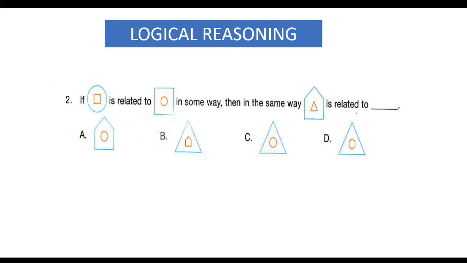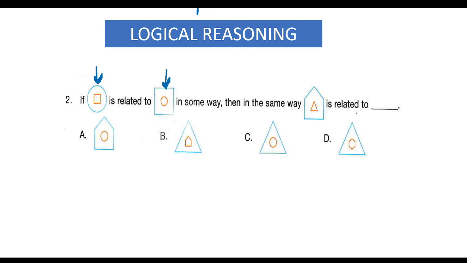Let's move to question number 2. If a circle with a square inside is related to a square with a circle inside in some way, then in the same way, a pentagon with a triangle inside is related to which of the below 4 options? The first relation is about a circle with a square inside, right? And then it gets reversed. So a circle goes in and the square comes outside.